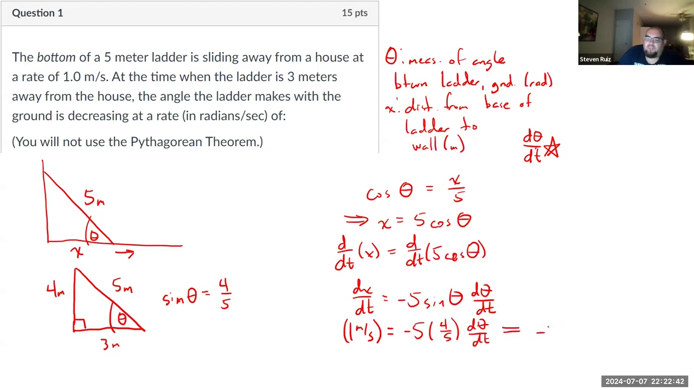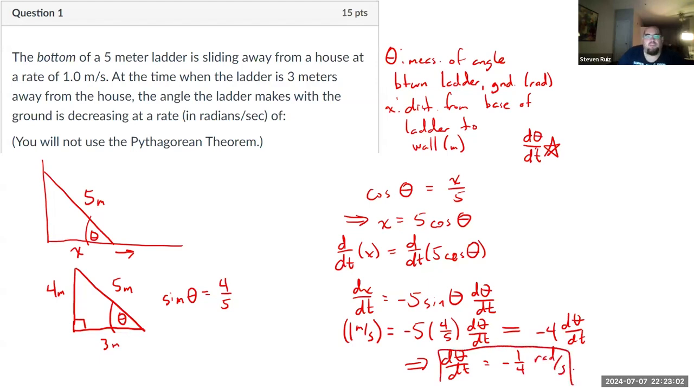-5 times 4/5 is -4 dθ/dt. So if I solve for dθ/dt, what do I get? dθ/dt is equal to -1/4 radians per second.